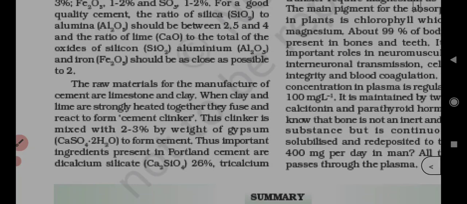About 99% of body calcium is present in bones and teeth. It also plays an important role in the neuromuscular junction. If you are a biologist, you might know how important a role calcium plays in the neuromuscular junction. And if you are a biology student, I have a question for you: in skeletal muscles, or striated muscles, which cell organelle of the muscle cell stores calcium? Comment below. It also plays an important role in neuromuscular junction, interneuronal transmission, cell membrane integrity, blood coagulation.